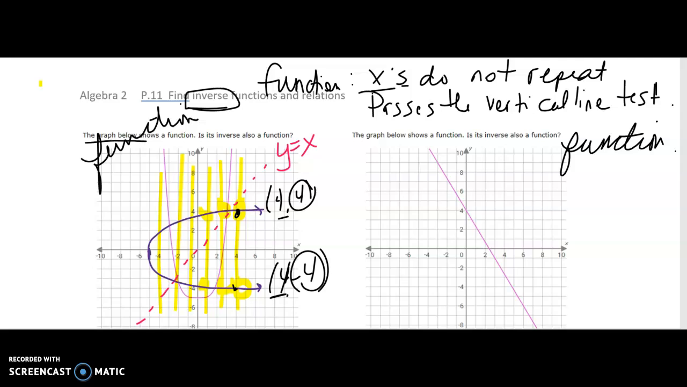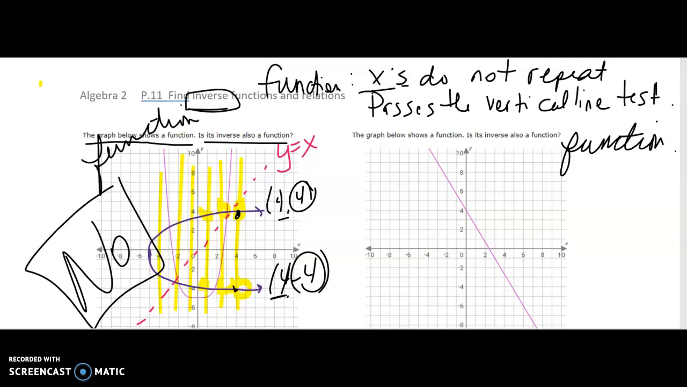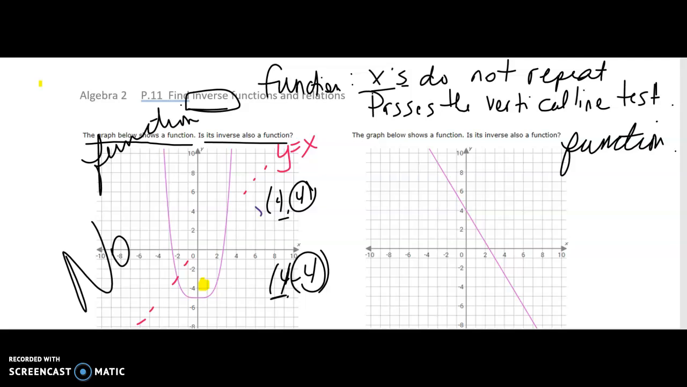Okay, so the graph below shows a function. Is its inverse a function? This answer is no. The easiest way to know that is if you have horizontal lines going in your original graph and it crosses more than once, then whenever we twist it, those horizontals are going to become verticals, and there you're going to cross it more than once, so it's going to be a no.